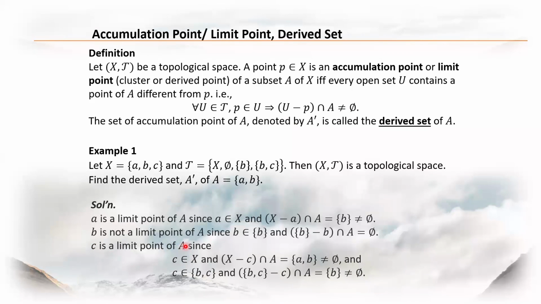And after that, we're going to collect those limit points. So we have a and c, put them together in a set and denote that by A prime. So A prime is the set with elements a and c. And we call this the derived set of A. So that's what we mean by derived set of A.